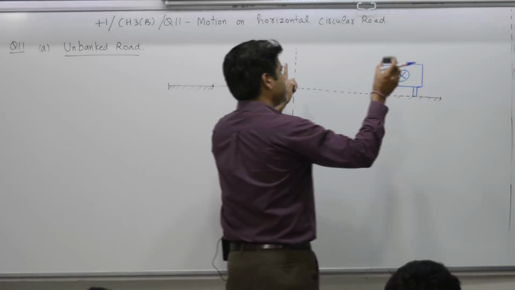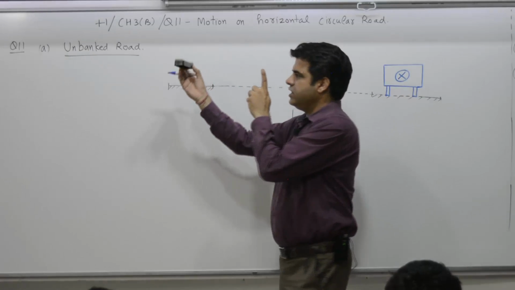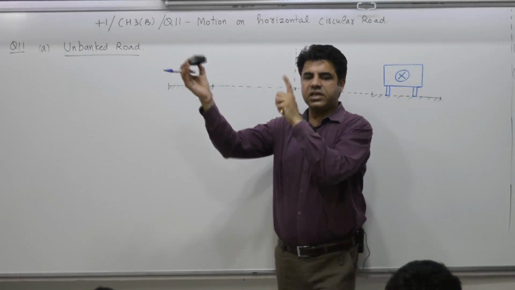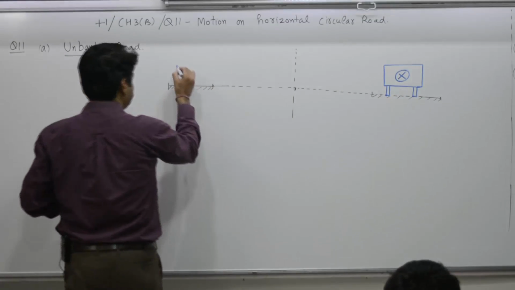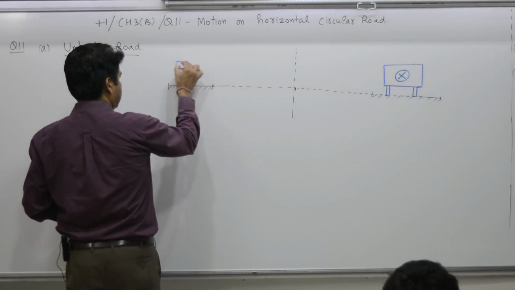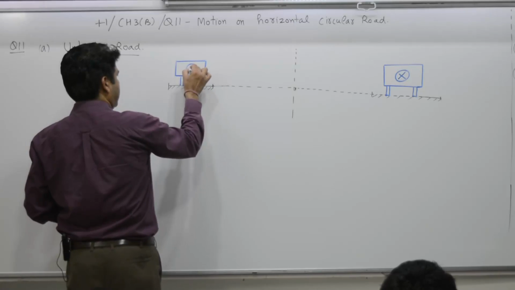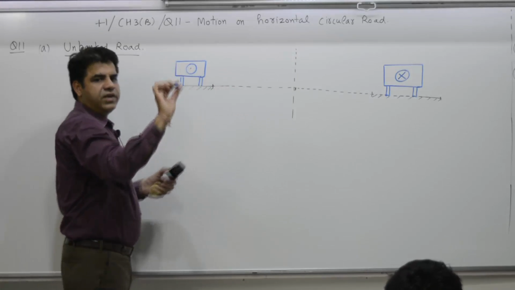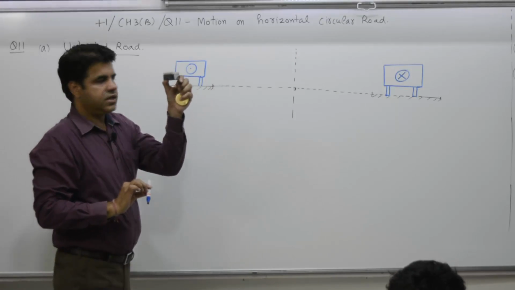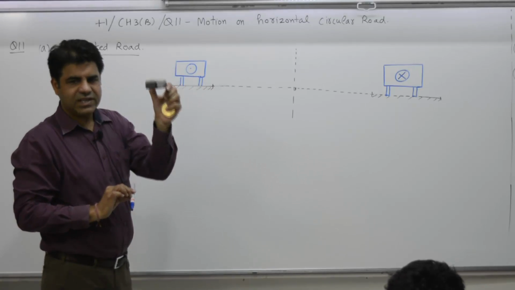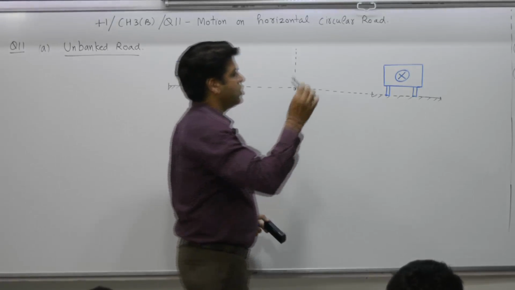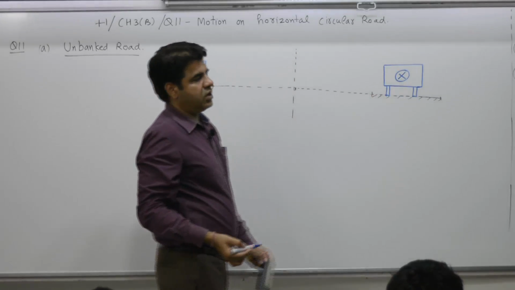The vector is into the page. And when it is moving towards you, after half a circle, how do you represent the same vehicle? You represent the vehicle as a dot. It means it is moving towards the reader. Dot means the vector is moving towards; cross means moving into.